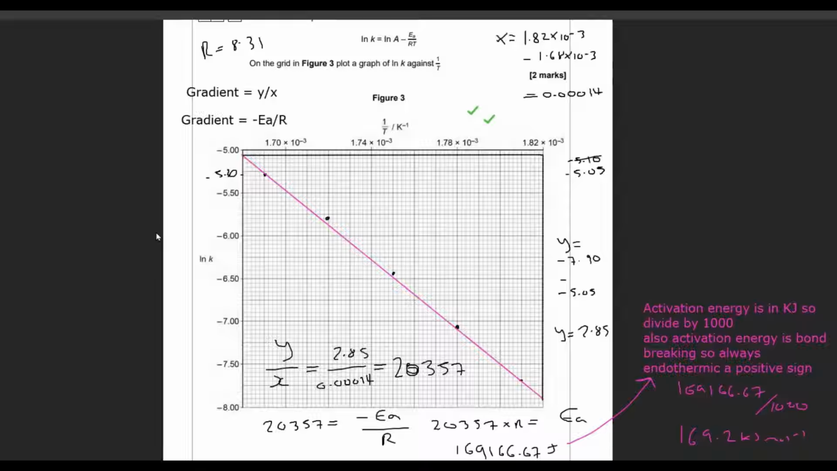Now the textbook answer I think is 165 kilojoule per mole, but that's if you came up with 19,000 for your gradient. You get that by doing a more accurate gradient, but I was lazy. I just did the whole thing. Anyway, hope that helps. Let's move on.